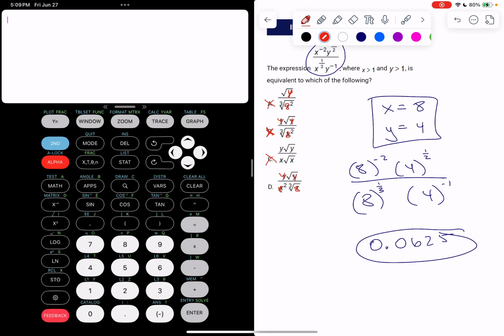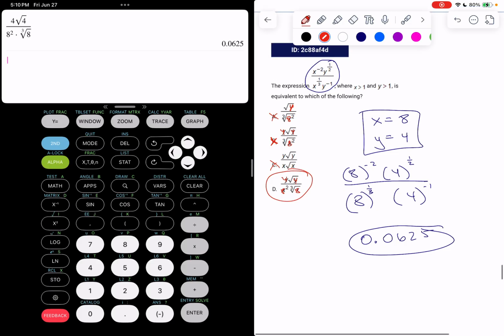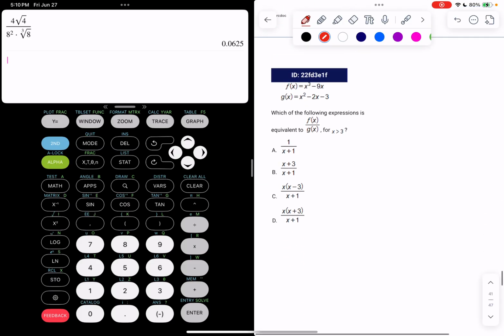So let's grab our fraction again. We're going to have 4 square root 4 over 8 squared times the square root, or the cube root rather. So let's go grab the cube root of 8. That's what we wanted. We found it. Look how we could just use our calculator to get around knowing all these crazy exponent rules. All right, let's do another one.